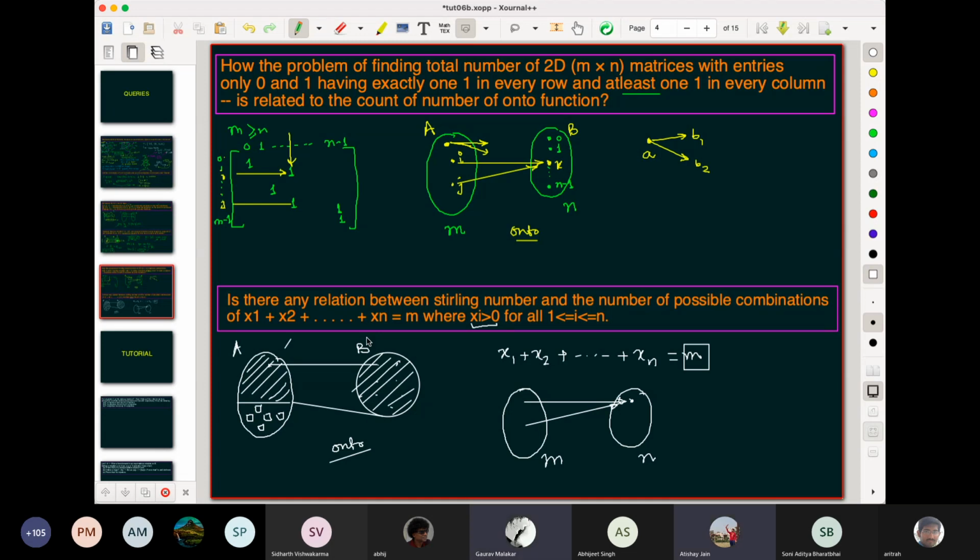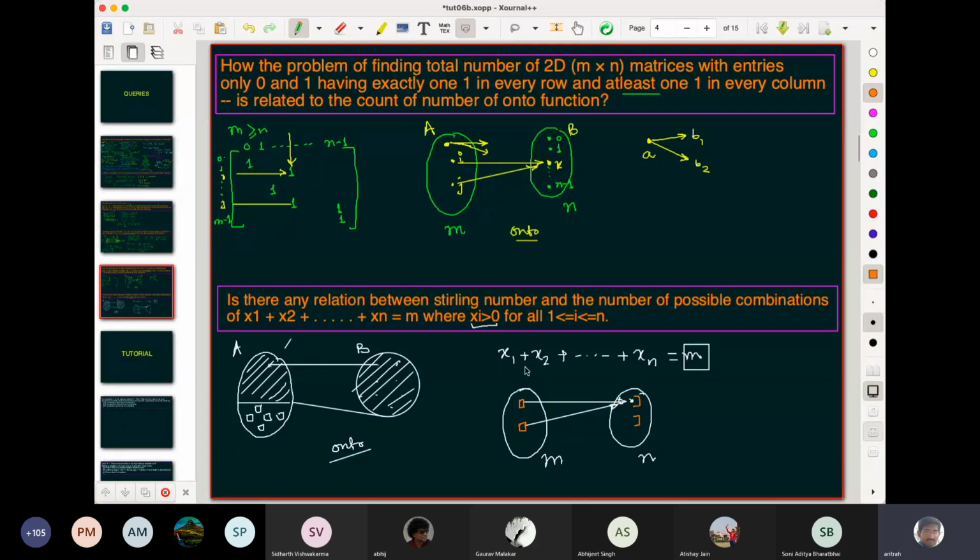Sir, the remaining one will also map to the B. Like the function will not be one to one. No, it's not about one to one. It's an onto function. See, what his query is that these are balls, okay, and these are baskets.